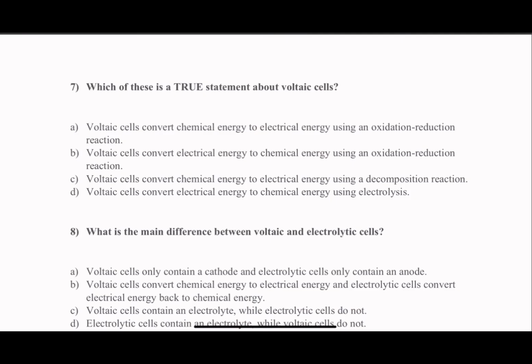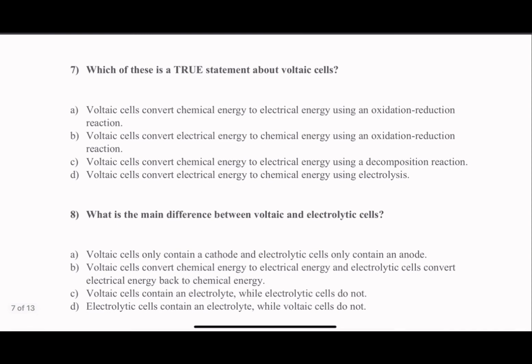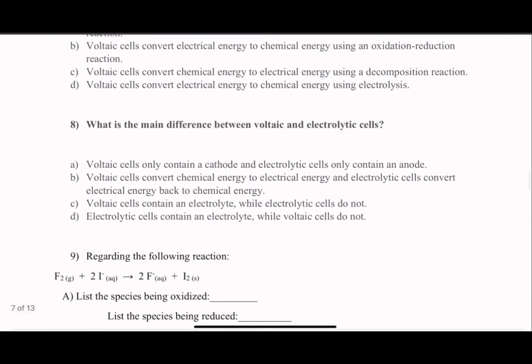Okay guys, we'll quickly go through these questions too. It's asking which of these is a true statement about voltaic cells. We said that voltaic cells are spontaneous, so the chemical energy spontaneously comes out. It naturally occurs and we turn on the light. Do you remember, we had the light bulb. So we got electrical energy coming out of it. That's why the answer is A.